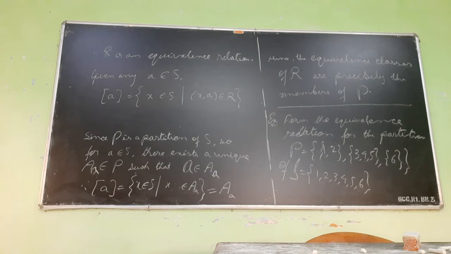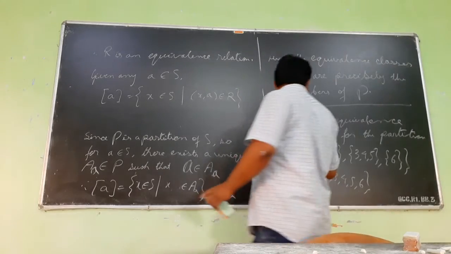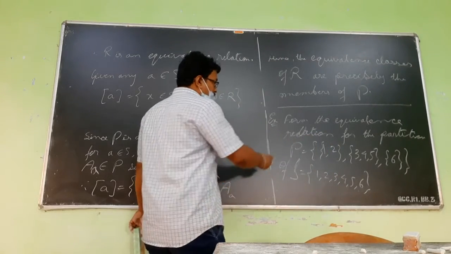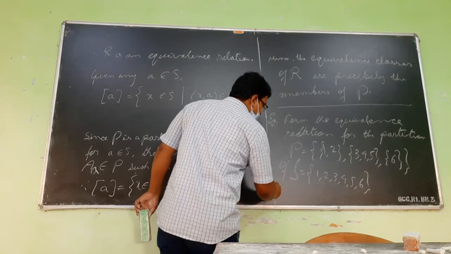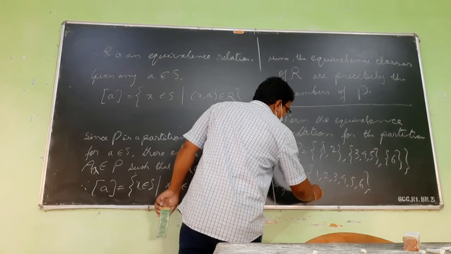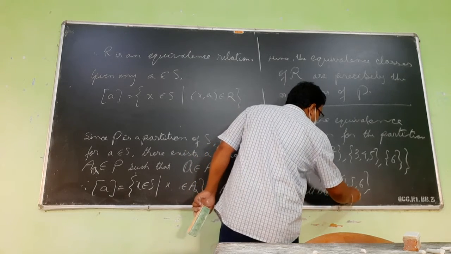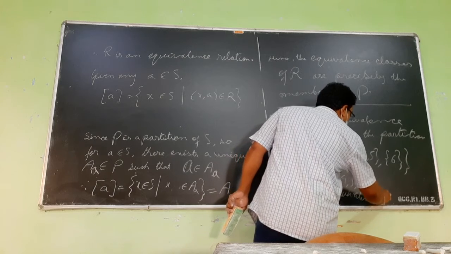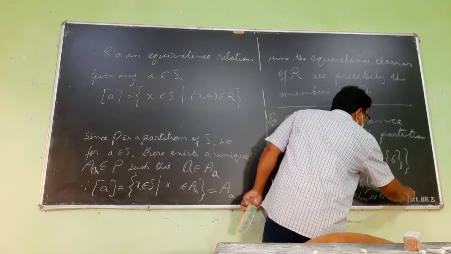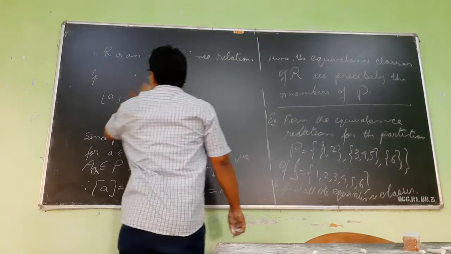Try this exercise. Then you will understand how equivalent partition is giving rise to equivalence classes. Form the equivalence relation for the partition of this and find all its equivalence classes. Okay, so how to form the equivalence relation?